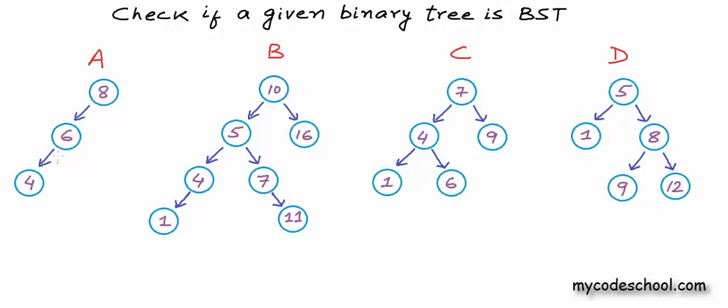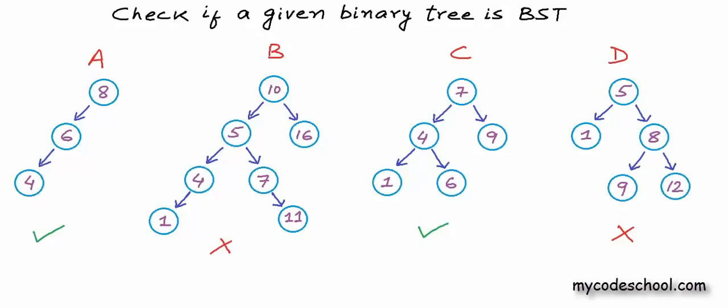Of these binary trees that I'm showing here, A and C are binary search trees, but B and D are not. In B, for the root node with value 10, we have 11 in its left subtree, which is greater than 10. And in a binary tree, for any node, all values in its left subtree must be lesser.